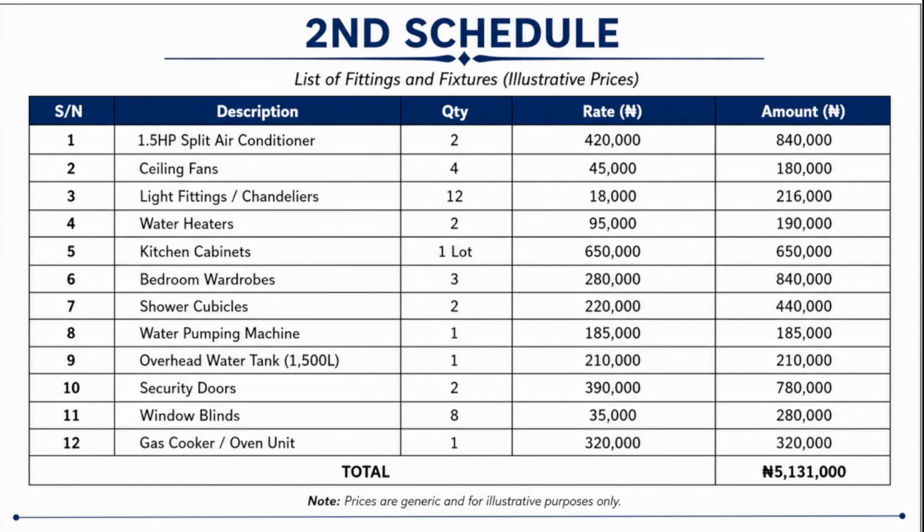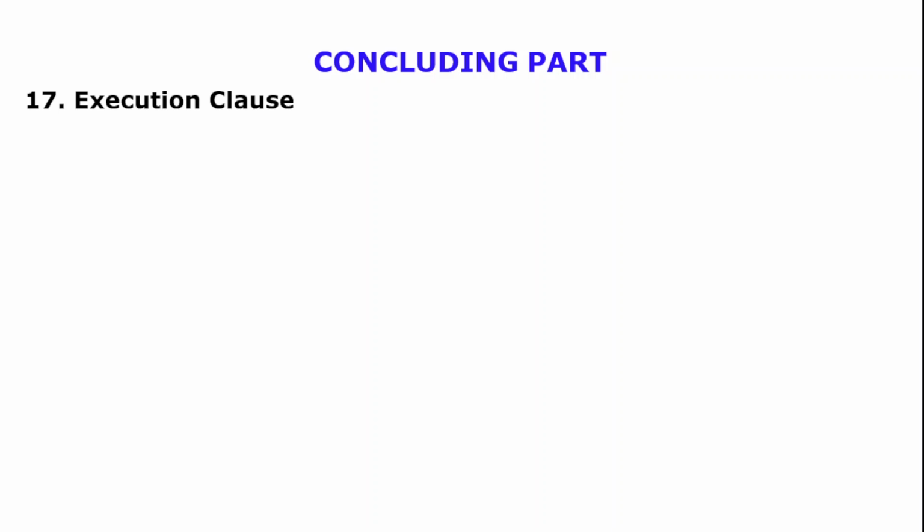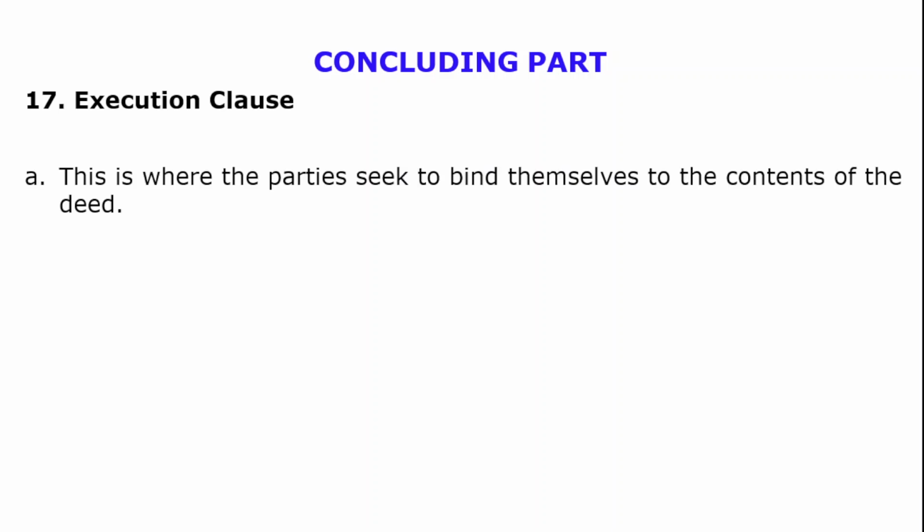So moving on to the next clause, which is the execution clause. I'm very sure that we have dealt with this exhaustively in the main tutorial video, when we were talking about a deed having to be signed, sealed, and delivered, in relation to the function of signature on this deed of assignment. But one thing is clear about the execution clause: it is the clause where the parties seek to bind themselves to the content of the deed, in context to the deed of assignment.